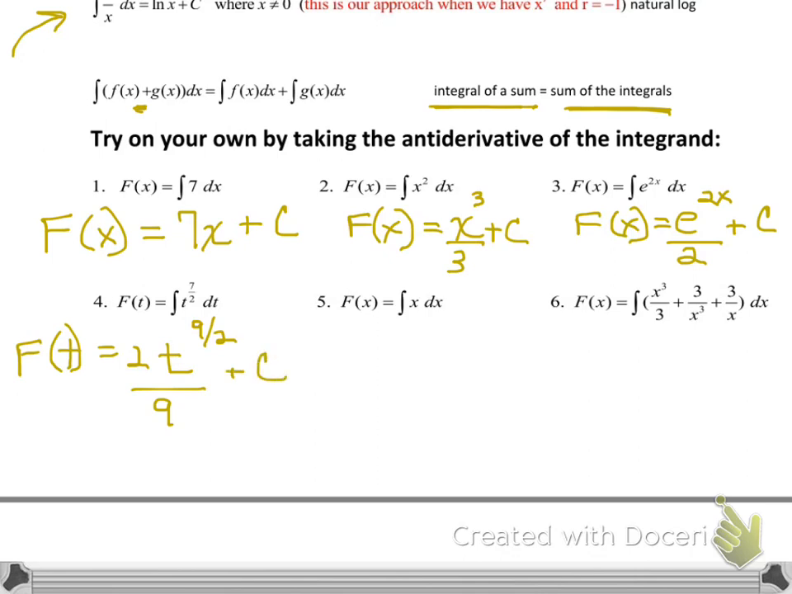Okay, here's another power rule. We're back to F of x. So that's going to be x squared over 2 plus c.